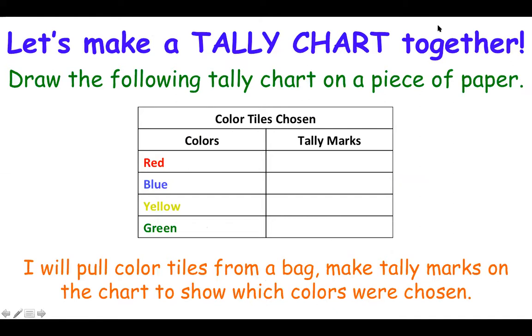So pause the video and grab a piece of paper and make this chart on your paper. So write the title, make a box, write color tiles chosen, then divide the box in half, put colors on this side, tally marks on this side, then write red, blue, yellow, and green. Make this chart on your paper and then play the video to see what happens next. So go ahead, pause the video, grab a piece of paper or a communicator, make this tally chart, and then play the video.